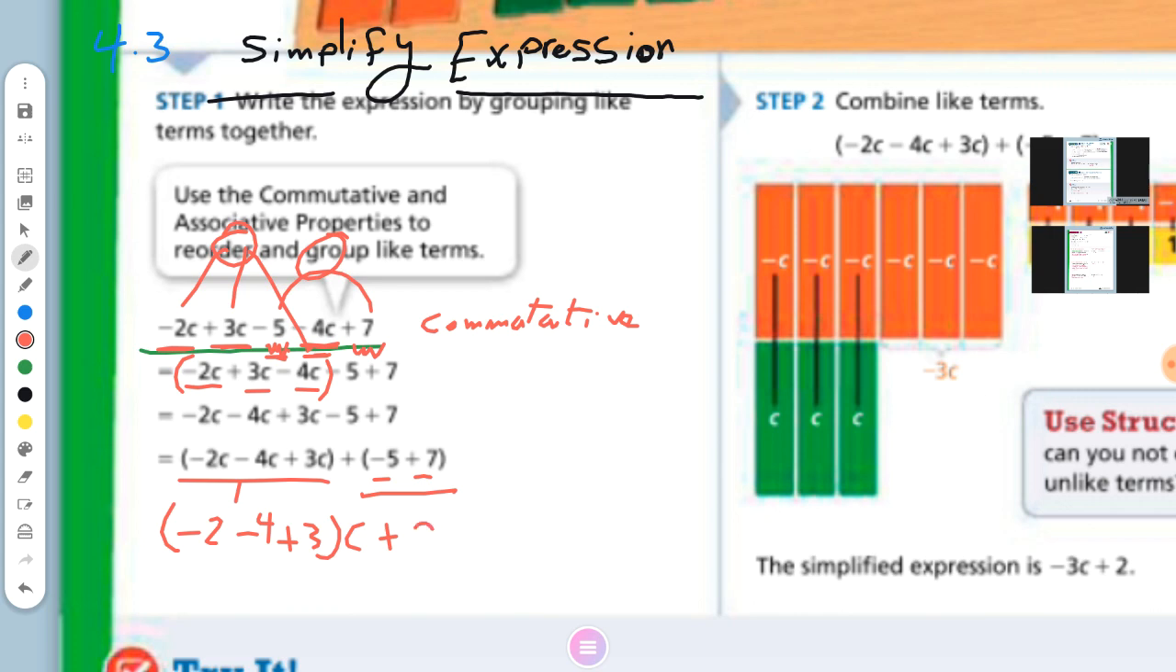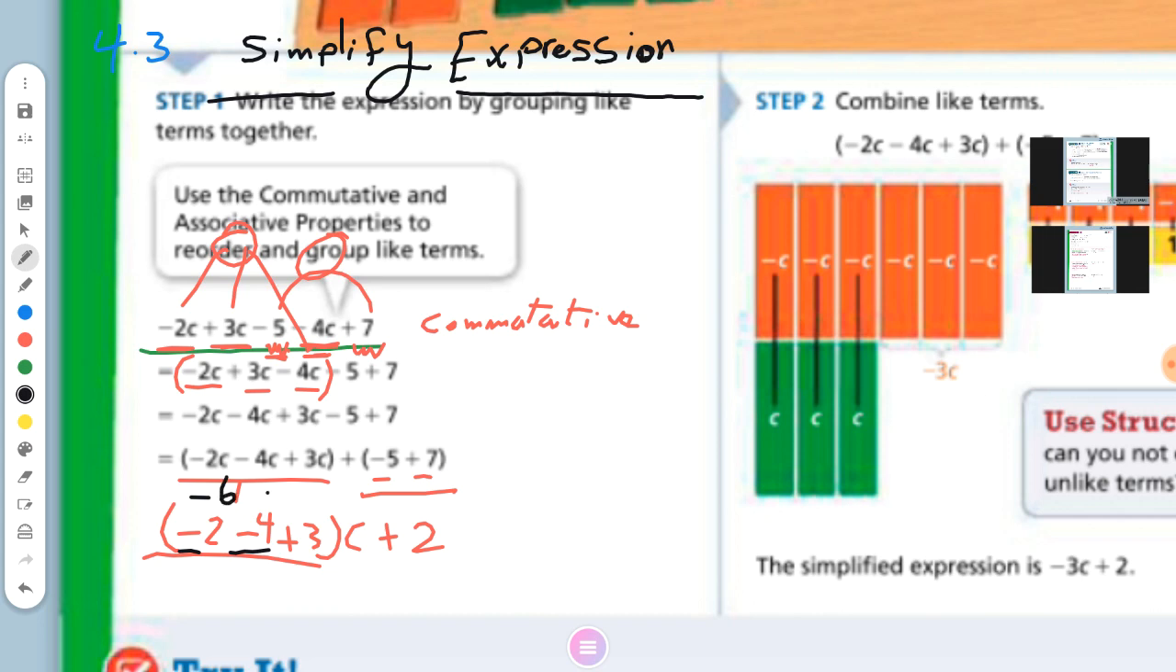Now I need to calculate the numbers, the coefficients of c. So negative 2 minus 4 plus 3. Let's take negative 2 minus 4. Similar sign, as you see here. Negative, negative. Don't say negative, negative, positive, because it's wrong. It's not multiplication, it's addition. So in case of addition, we make what? Similar sign, put the sign and add. So it's negative 2 plus 4, 6. So it's negative 6 plus 3.